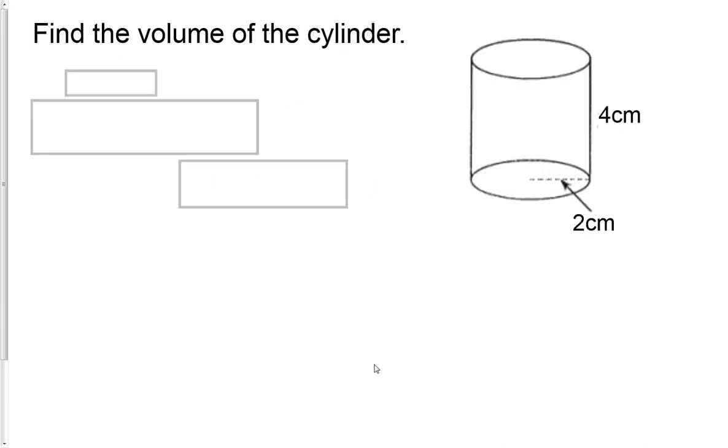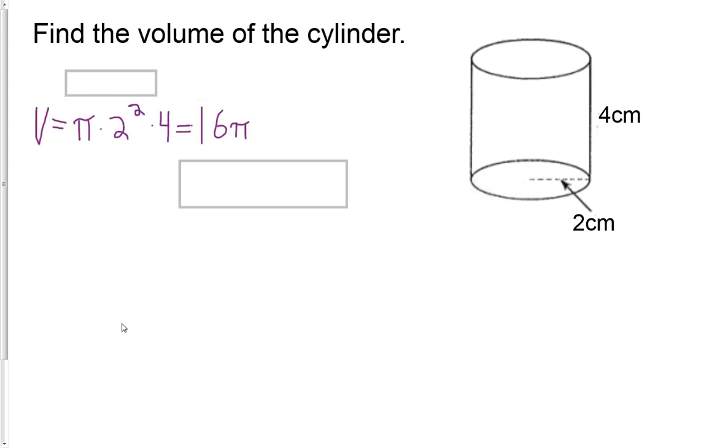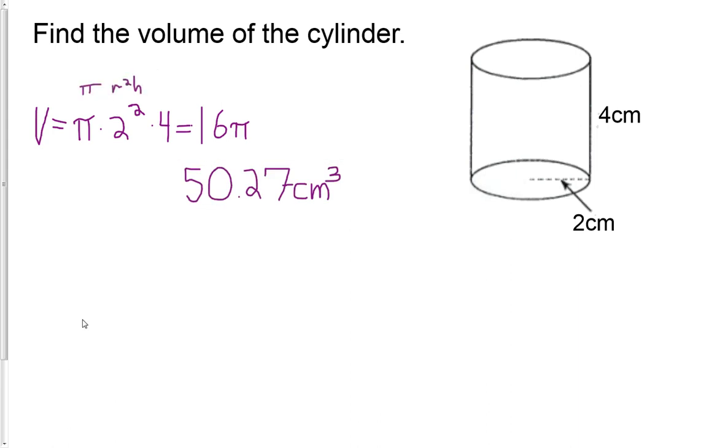Now we've got a cylinder. Think about the formula. You've got pi r squared height. So plugging it in this time, pi, r is 2, height is 4, so 4 times 4 is 16 pi. It's going to be around 50.27 centimeters cubed.